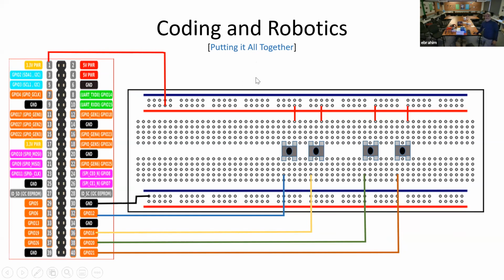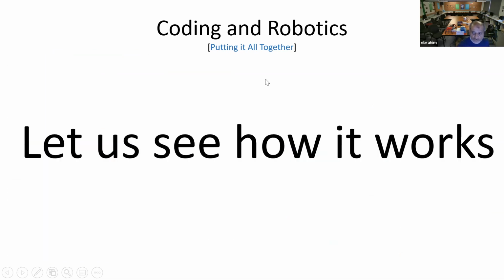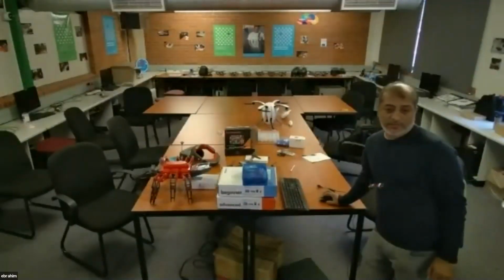Okay, so we got the switches connected on the breadboard. Next step: how do the switches work? In order to test the switches we connected to the GPIO pins, we're going to write some Python code on the Raspberry Pi to read the switches. So let me stop sharing and go back to this quickly.